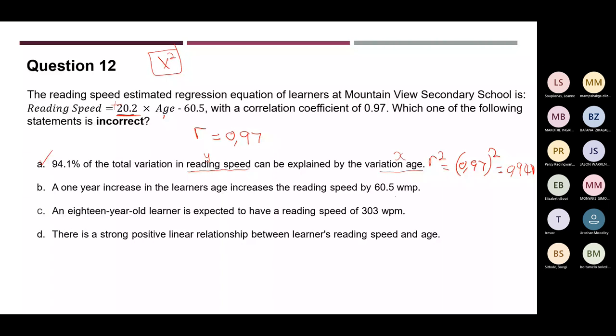An 18-year-old learner is expected to have a reading speed of 303, unless my sign here is wrong, it should be positive. So let's put the 18-year-old. We just substitute where we see age, we put 18 and calculate this. That will be 20.2 times 18 minus 60.5, it's 303, which means this is correct.